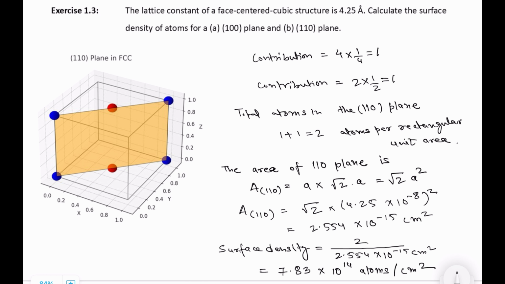So the final answer is: for 100 plane, the surface density is 1.11 into 10 raised to power 15 atoms per centimeter square, and for 110 plane, the surface density is 7.83 into 10 raised to power 14 atoms per centimeter square.